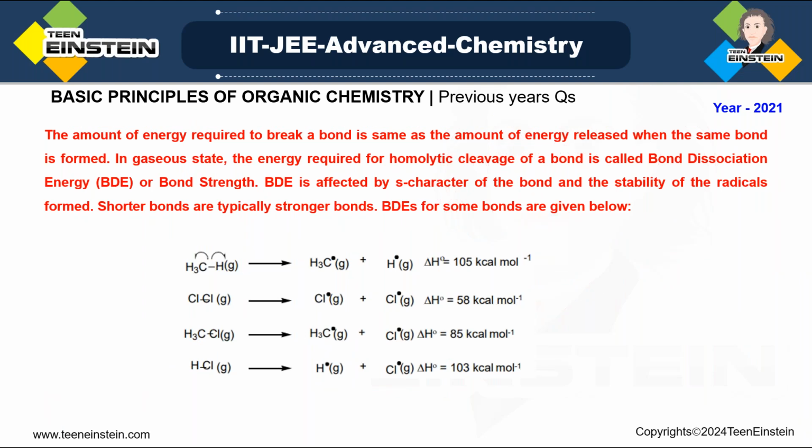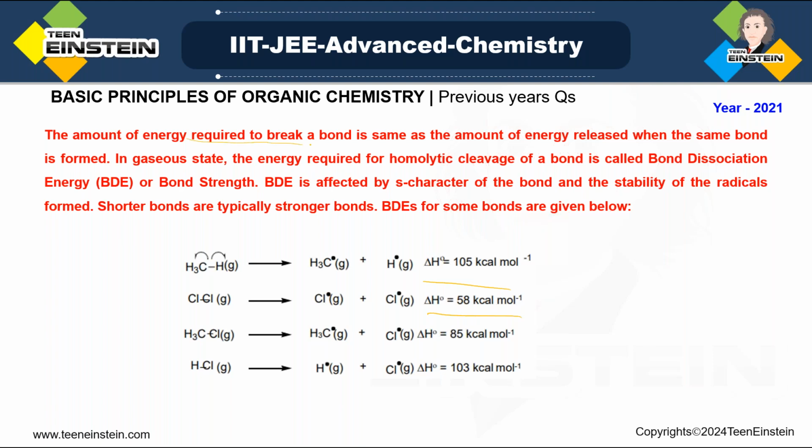Here, this is basically a paragraph based question. So some information is given in this paragraph along with 4 reactions with some data. And based on this paragraph, there will be 2 questions. So this is the format that we get in JEE Advanced exam. So read this paragraph carefully.